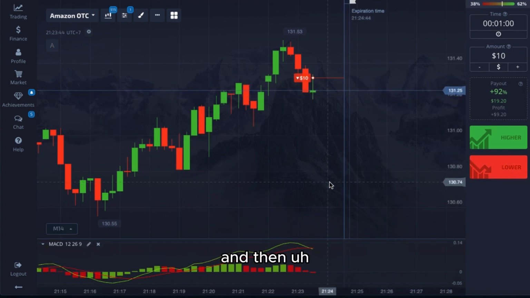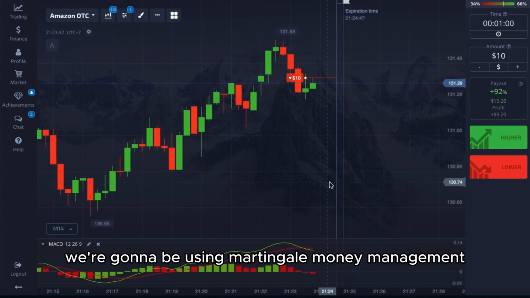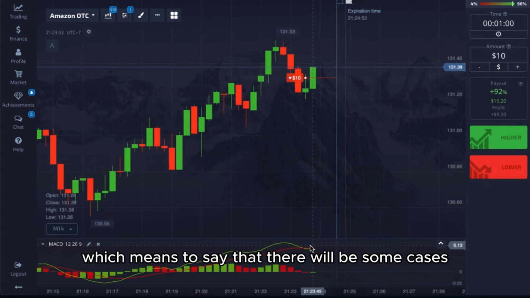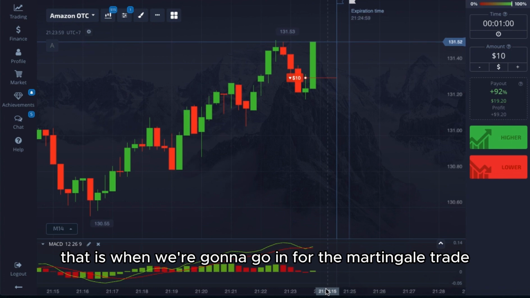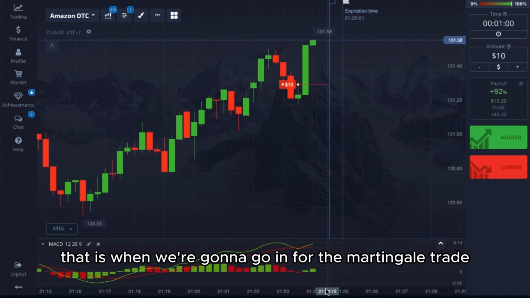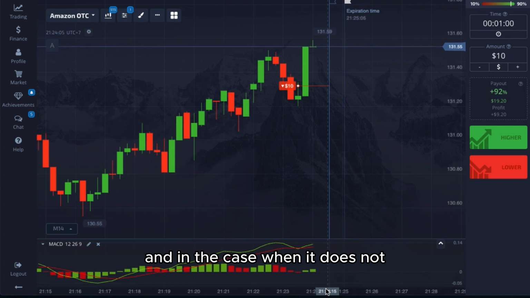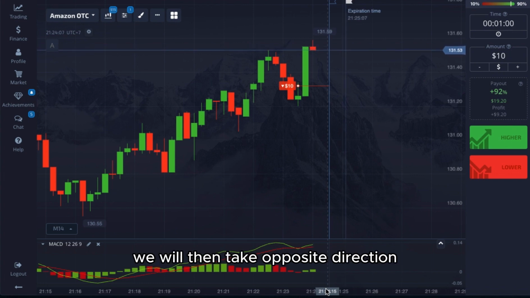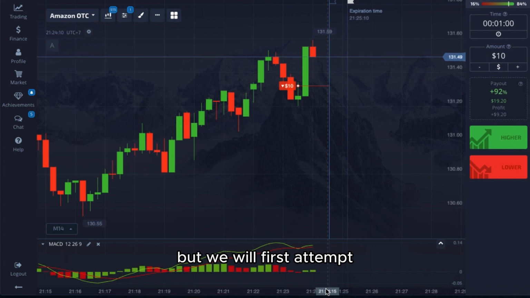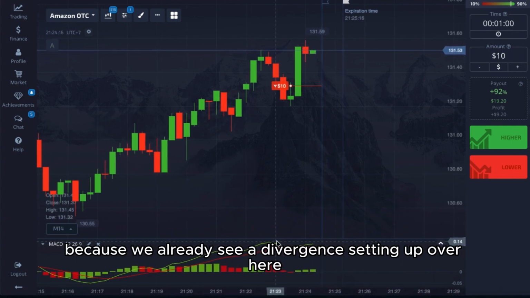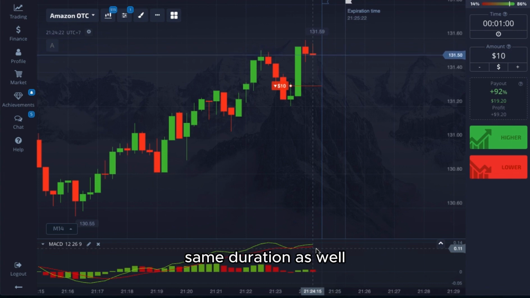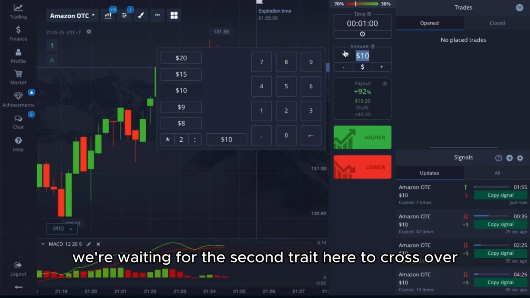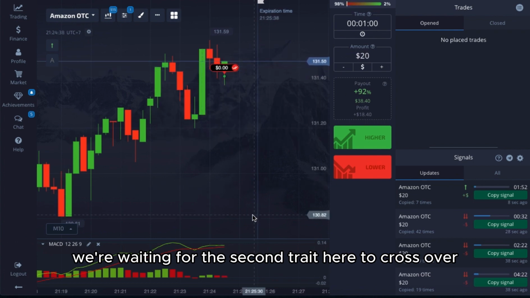This is the first one, and then we're going to be using Martingale money management, which means to say that there will be some cases where it crossed down and crossed back up. When it crossed down again, that is when we're going to go in for the Martingale trade. And in the case when it does not, we will then take the opposite direction, but we will first attempt this to see if it has a second cross, because we already see a divergence setting up over here. We're going to look out for the second cross, and then we're going to double up, same duration as well. We're waiting for the second trade here to cross over, and then we're going to do it.